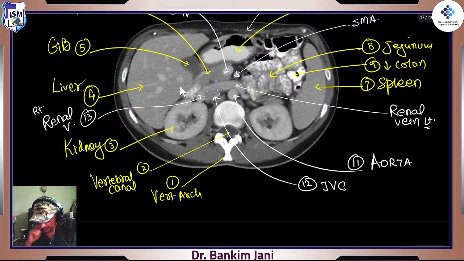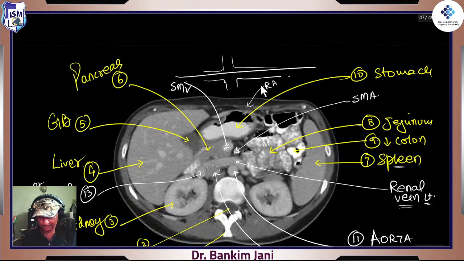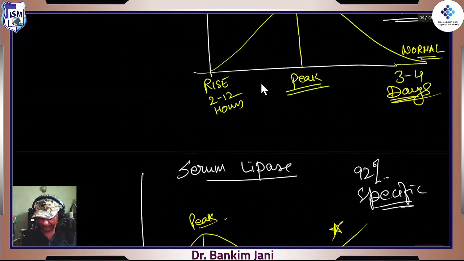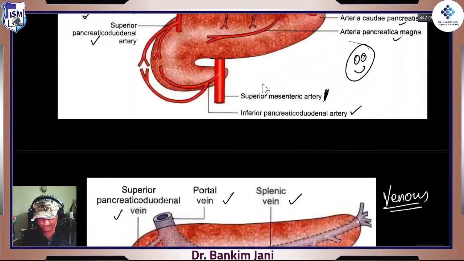It should not be a problem about the right and left side, because the spleen is on the left side, so this is the left renal vein. The liver is on the right side. Just a minute, I just wanted to show you that image.